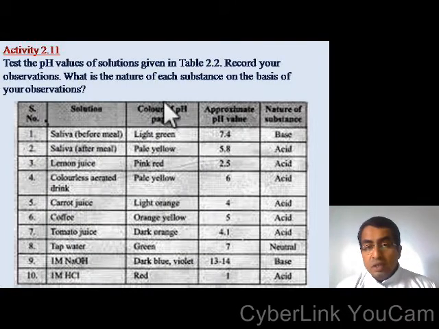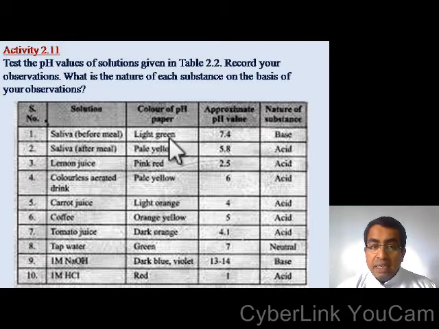Test the pH values of solutions given in table 2.2. Record your observation. You can see saliva before meal. The color of the pH paper is light green. Approximate pH value is 7.4. So the natural solution is base.